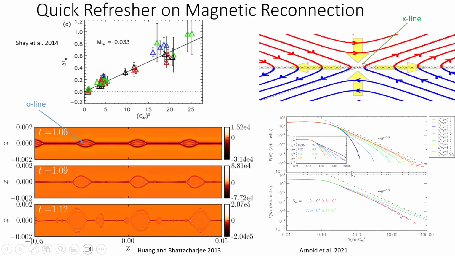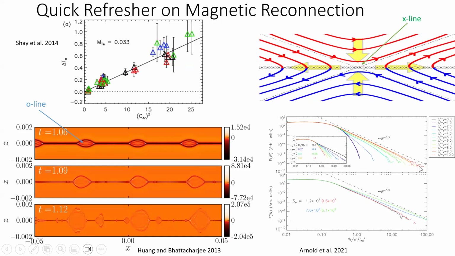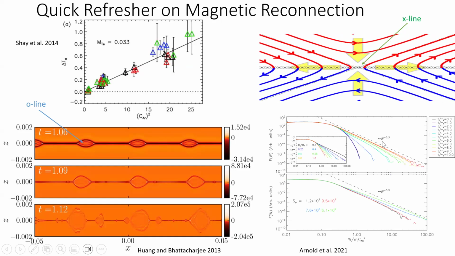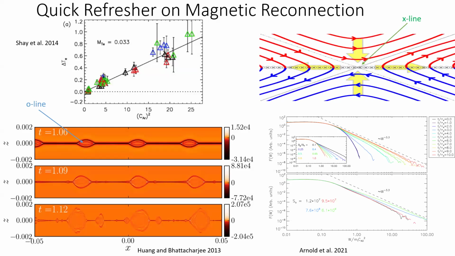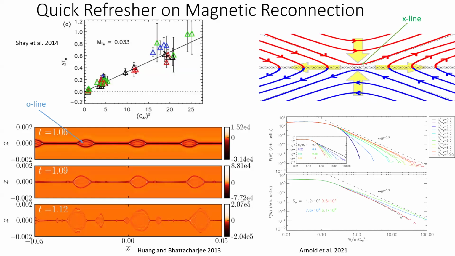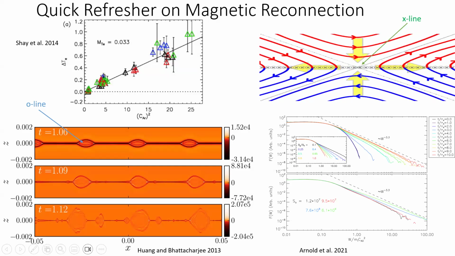And this is from a macro-scale simulation now, looking at the electron distribution. You can get really hard power laws, illustrating that you can produce a lot of non-thermal electrons as well, and ions also, from magnetic reconnection. So you get both heating and non-thermal particles.